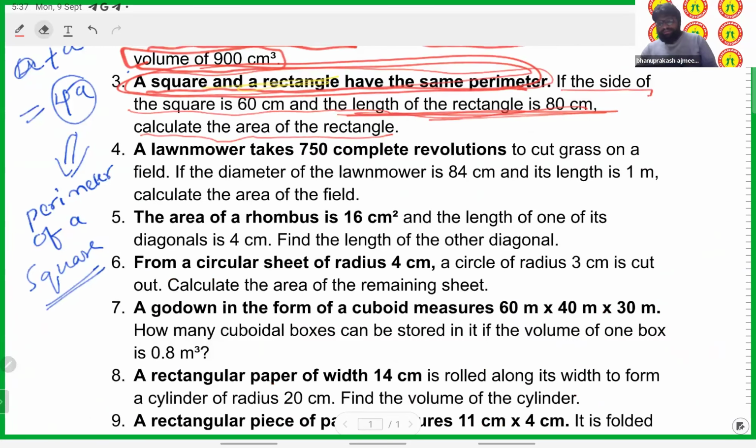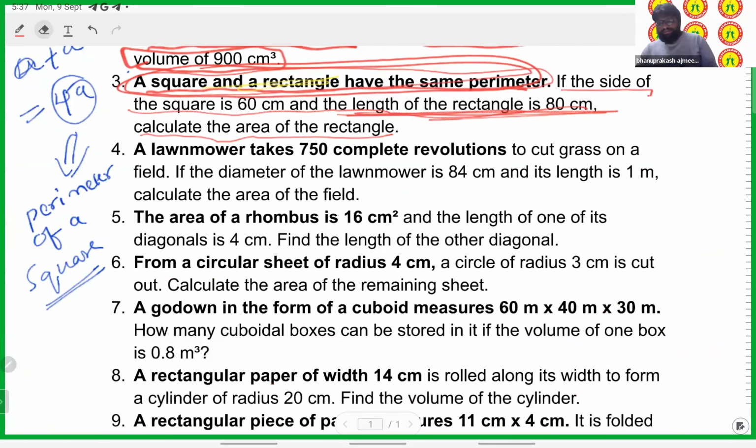So now what they're telling: from a circular sheet of radius 4 cm, a circle of radius 3 cm is cut out. Calculate the area of the remaining sheet. So from which should I subtract which? The remaining area can be calculated by subtracting 16 pi minus 9 pi. Do I get the remaining area or not? Yes, sir. So that would be how much? Sir, we can take pi as common. Okay, 7 pi.